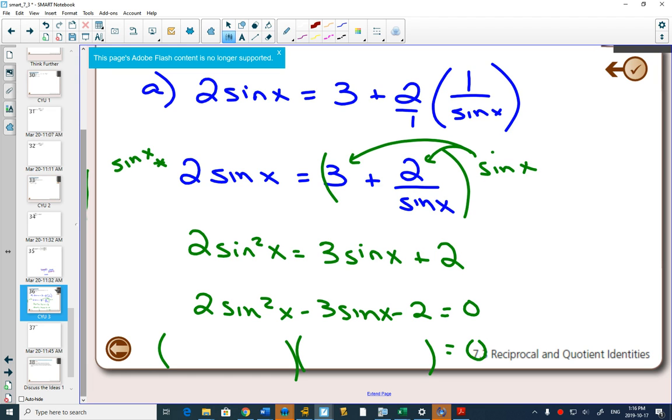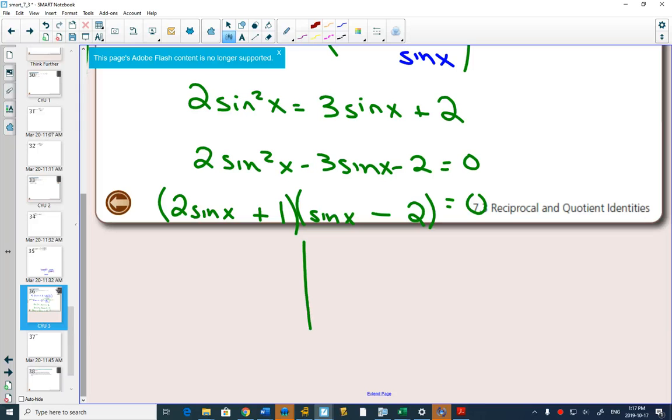And attempt to factor it. Does this factor? Well, it would have to be 2 sine x and sine x. To get 2, it's either 1 and 2 or 2 and 1. In this case, my outside makes 4, my inside makes 1. That can make 3 if my outside is negative 4 plus 1. And so we get that sine x is equal to 2, or sine x is equal to negative a half.